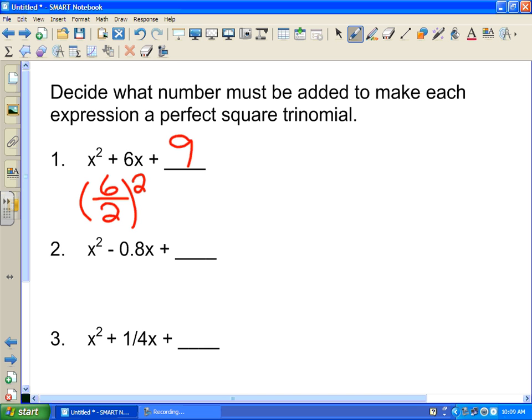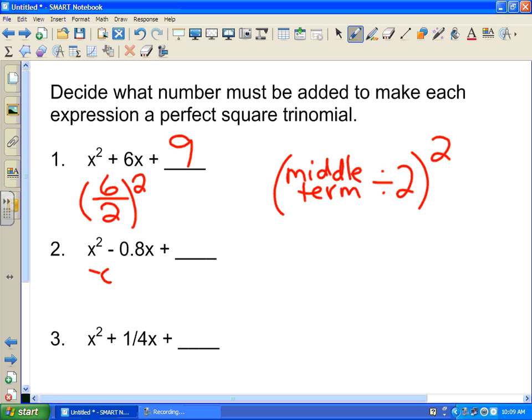Okay, so to figure out what the last term is, it's the middle term, divide it by 2, and then square it. That one is 0.16. So we would do negative 0.8 divided by 2, and then square that. 0.16. Is it positive or negative?